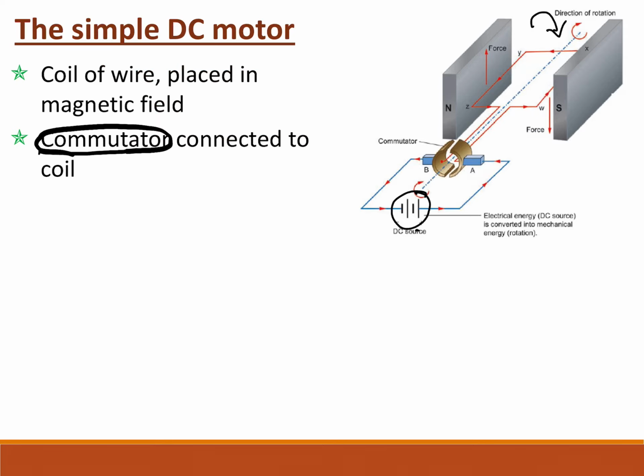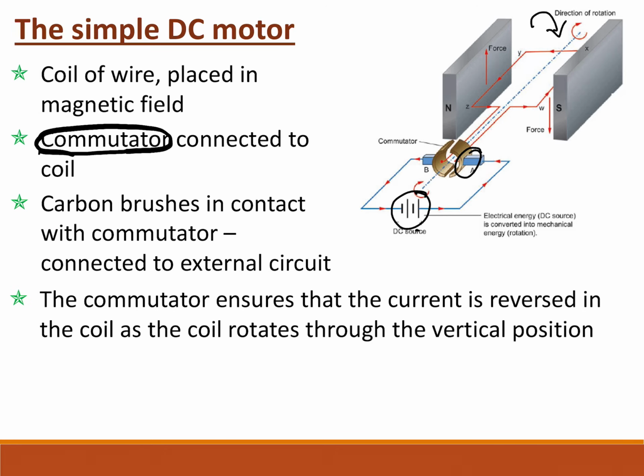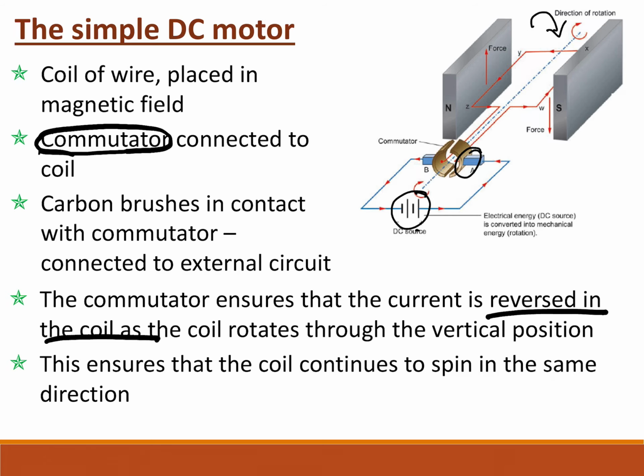We have a commutator. Please, it's very important. Then we have our carbon brushes with the commutator, which are then connected to the external circuit. And the point of the commutator is that it ensures the current is reversed in the coil as it goes along, which is very important, because if that didn't happen, the coil wouldn't rotate. It would actually get stuck.